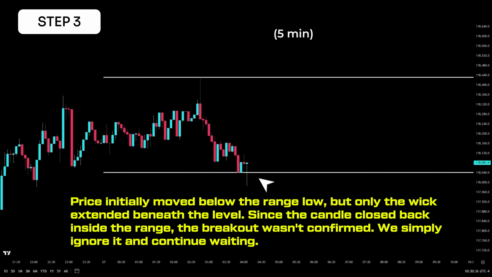Price initially moved below the range low, but only the wick extended beneath the level. Since the candle closed back inside the range, the breakout wasn't confirmed. We simply ignore it and continue waiting.